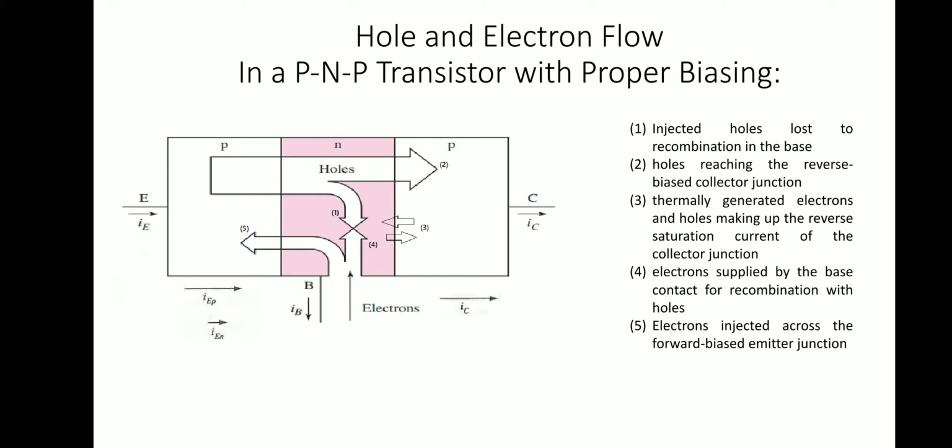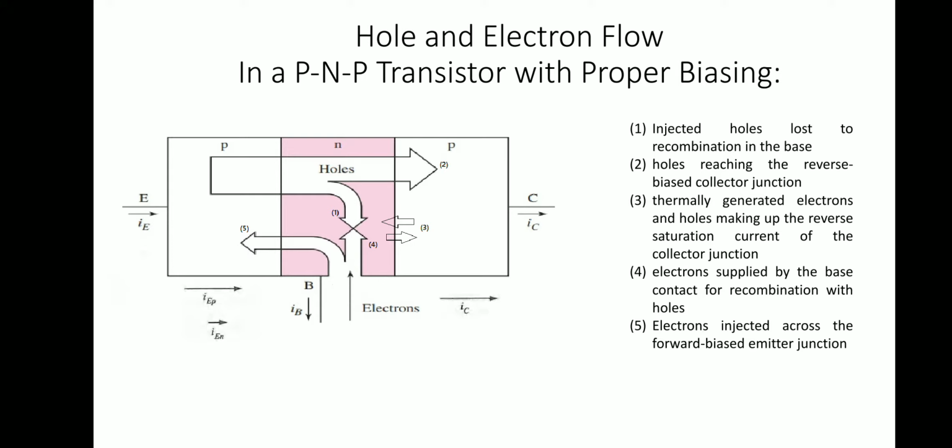That means we would prefer that almost all the holes injected by the emitter into the base be collected at the collector side. That means the collector current should be nearly equal to the emitter current. That's our preference. For a PNP transistor the base region should be n-type material, and for a good transistor the base region should be narrow and the hole lifetime should be long.